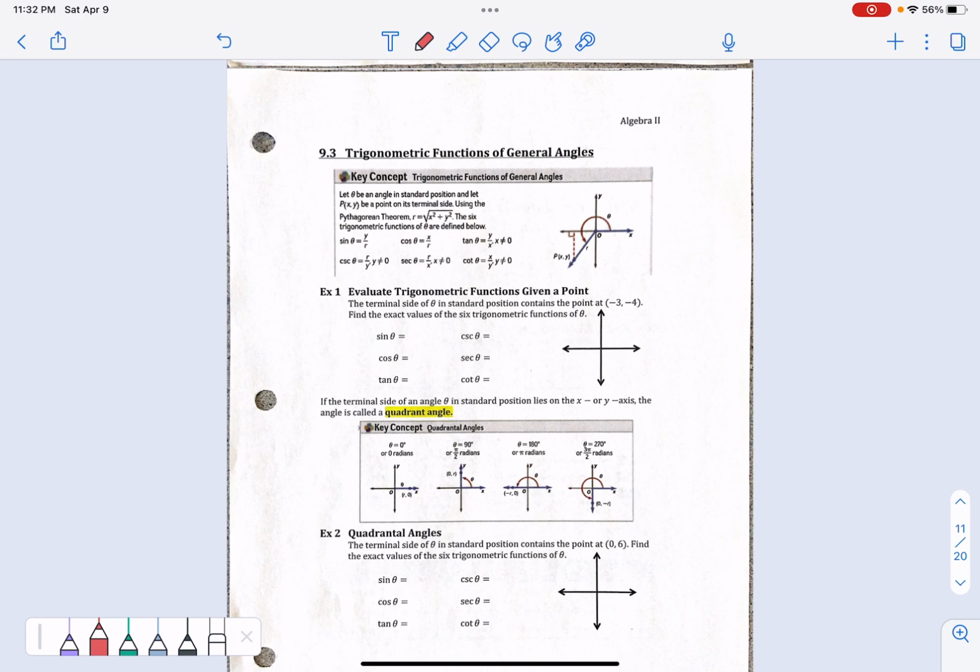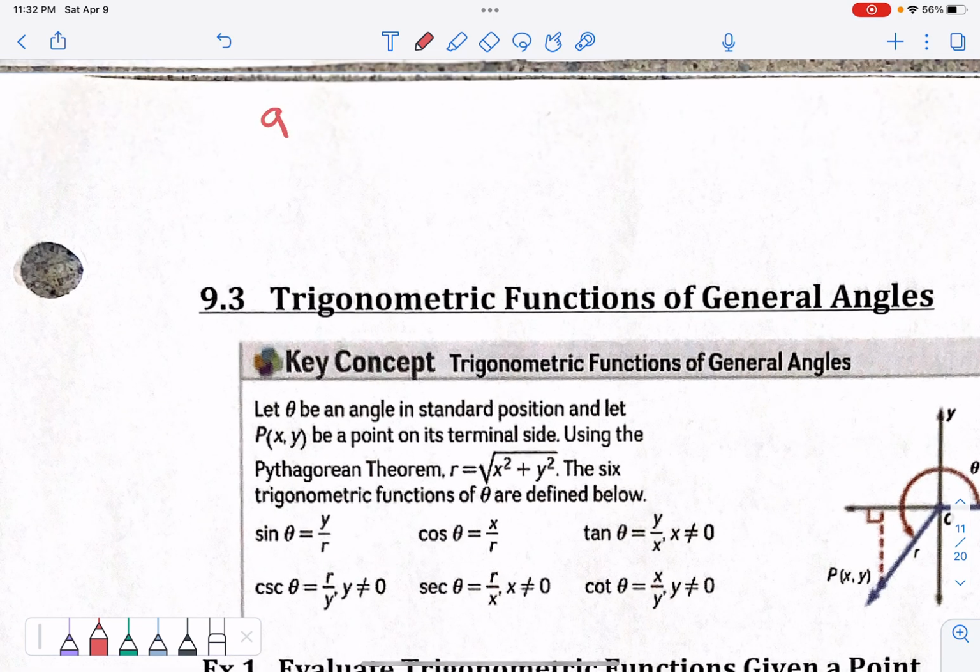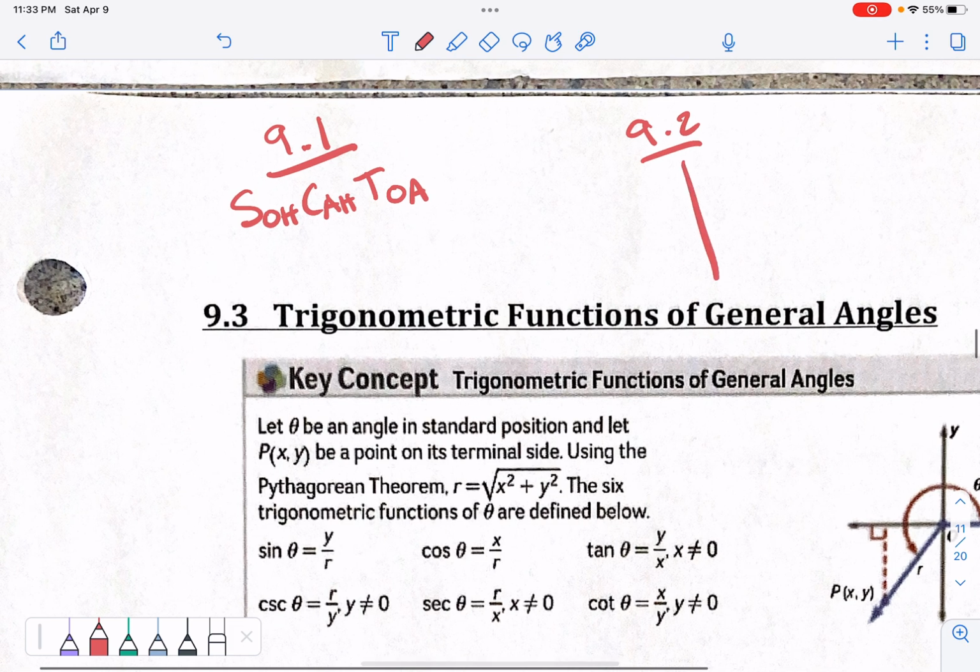So section 9.3 kind of combines what we found from 9.1, which was SOHCAHTOA stuff. So we did sine, cosine, tangent, and we're going to use that in this section. So remember that. And then in section 9.2, where we talked about angles that are rotating around in a coordinate plane, we're going to combine both of those things together in section 9.3. So this isn't really too much new information. It's just combining the two things.